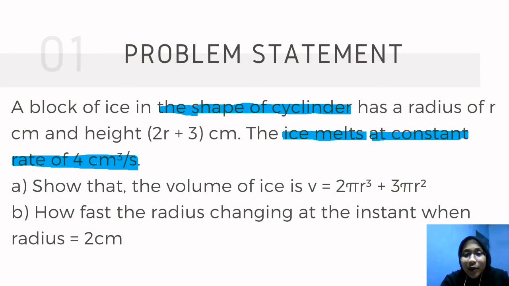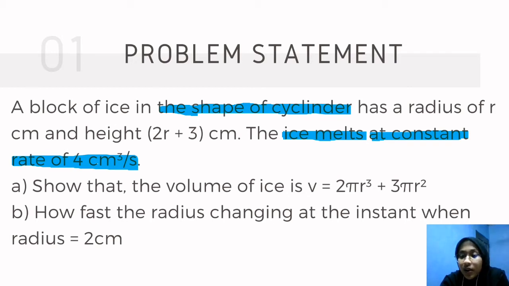Hi, Assalamualaikum. My name is Alisa Diyana binti Amran, and in this slide, I will explain the problem statement and how to solve this problem. The first statement is, a block of ice in the shape of a cylinder has a radius of r cm and height of 2r plus 3 cm. The ice melts at a constant rate of 4 cm³ per second.